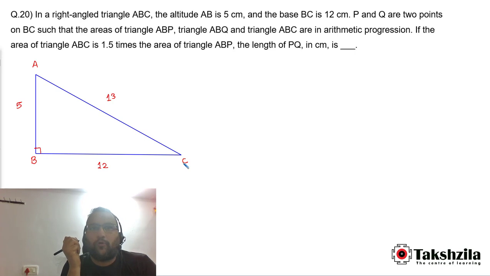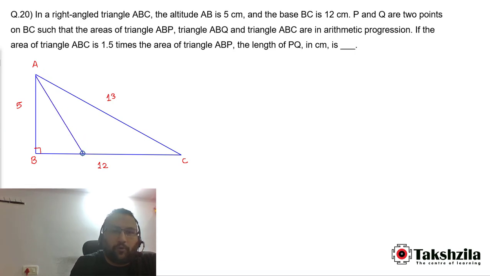P and Q are 2 points on BC such that the area of triangle ABP, ABQ, ABC are in arithmetic progression. So the point P and the point Q are going to be here. So hold on. Point P is going to be here and point Q is going to be here.